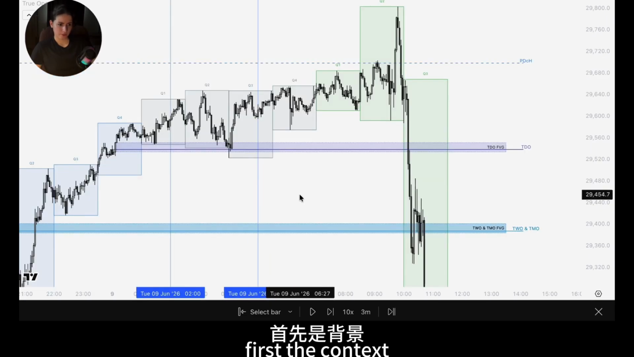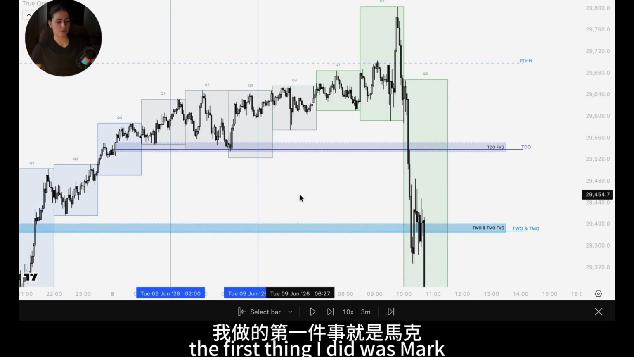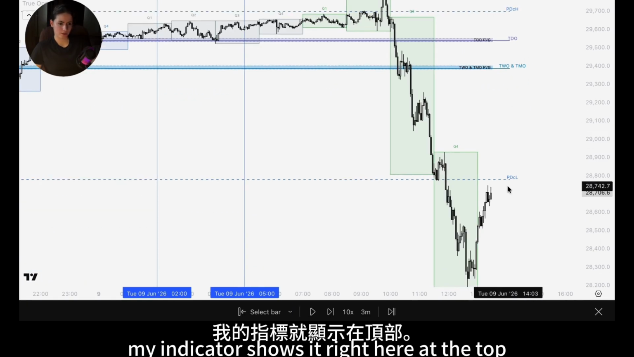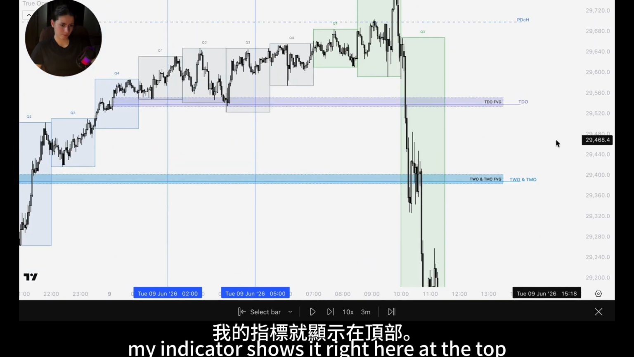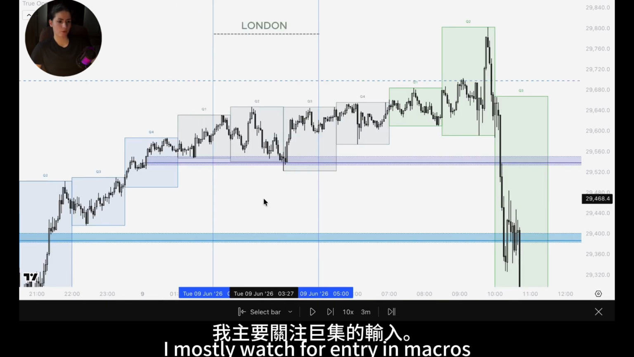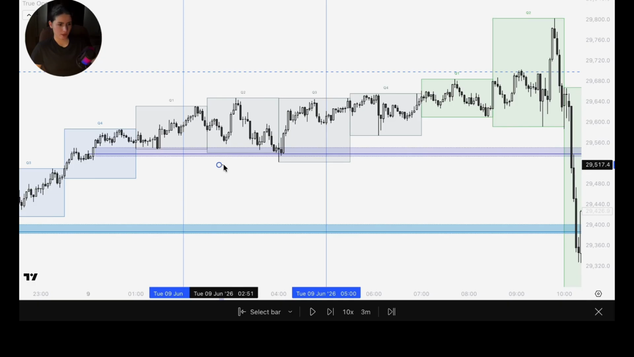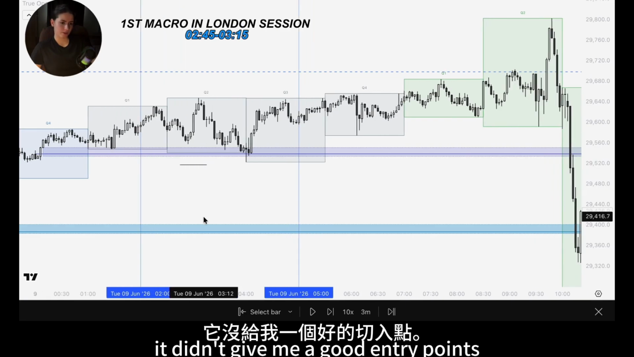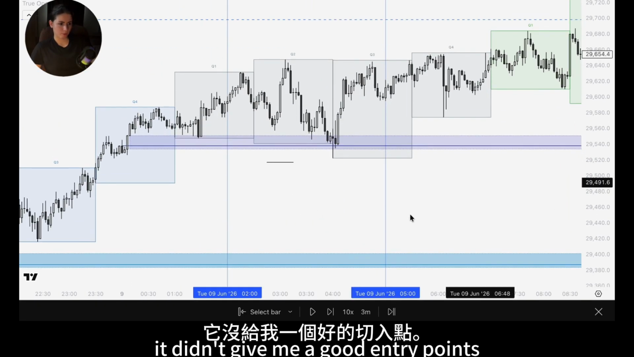First, the context. The first thing I did was mark the high and low of the previous daily cycle. As you can see, my indicator shows it right here at the top. Then the London session started. I mostly watch for entries in macros. And the first macro window, 2:45 to 3:15, as you can see, didn't give me a good entry point.